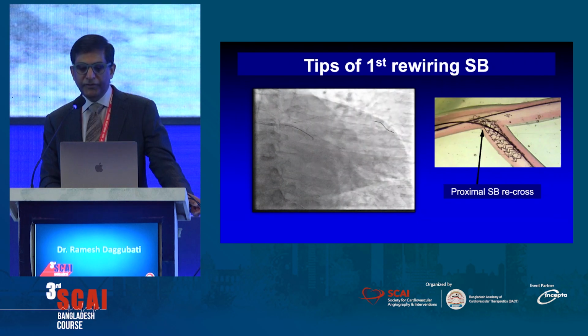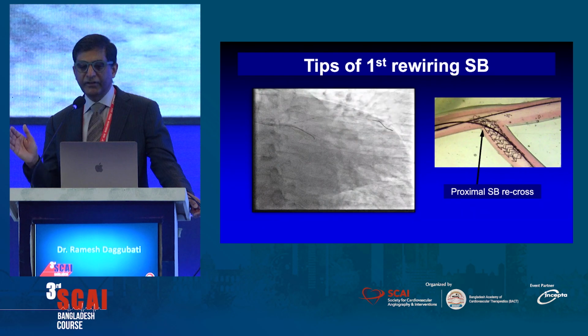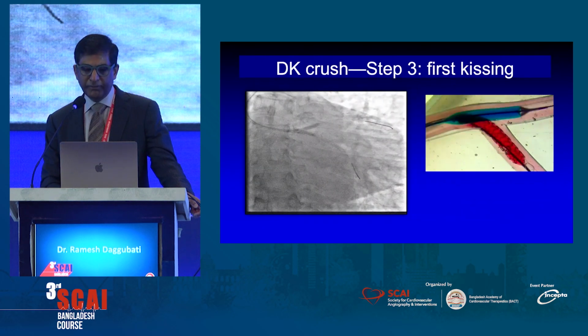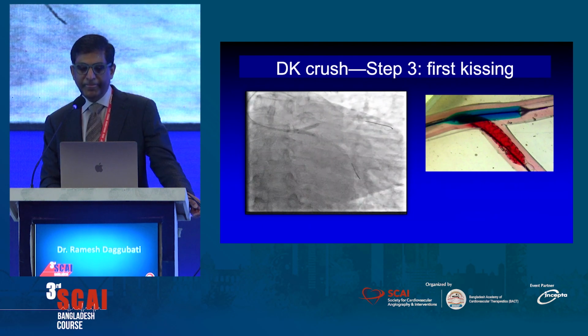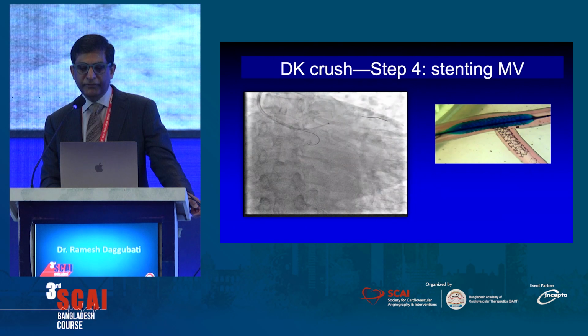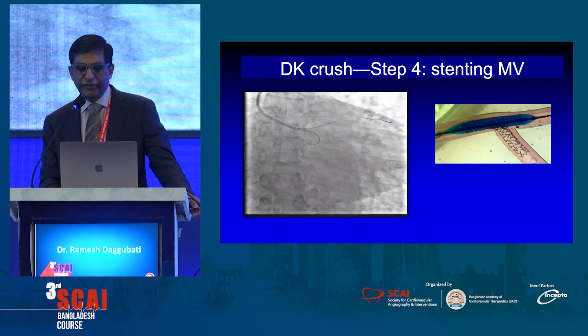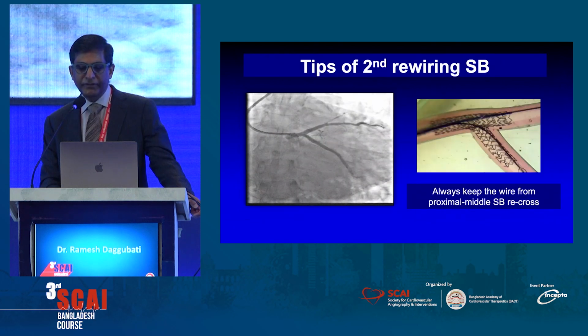And the tip for the first rewiring: it has to be the proximal side branch cell recross. We talked about it a lot in provisional stent strategy, distal cell recross. In DK Crush, it is proximal cell recross. Then the first kissing balloon inflation, okay? And again, stepwise inflation should be followed. Then stent the main vessel here, no wire in the side branch.